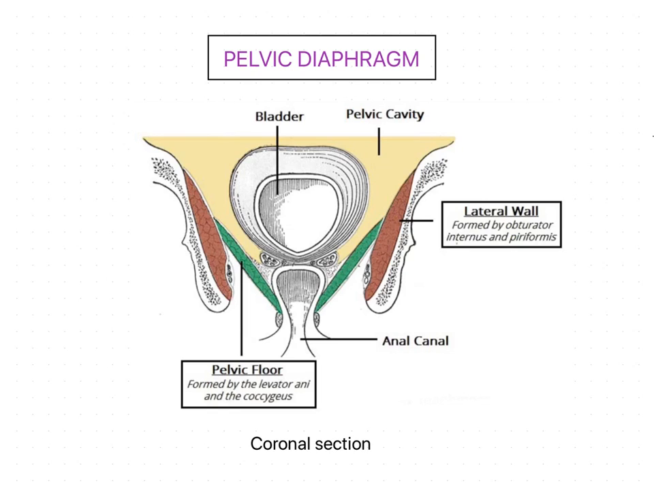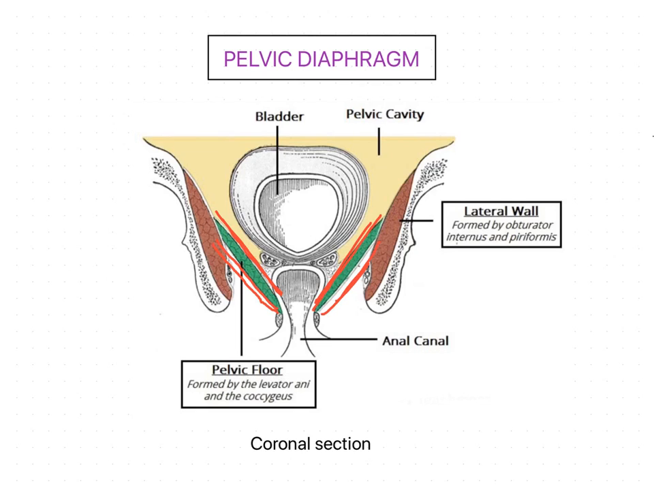The pelvic diaphragm is also called the pelvic floor. The pelvic floor is a funnel-shaped structure. This is the coronal section of the anterior aspect of the male pelvis. Here you can find the pelvic floor muscles. So the pelvic floor is a funnel-shaped structure.